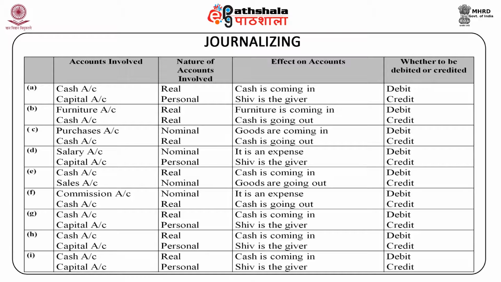F. Paid commission in cash. In this case, commission account and cash account are involved, out of which commission is a nominal account and cash is a real account. Thus, commission is an expense, so it will be debited, and cash is coming in, so it will be credited.